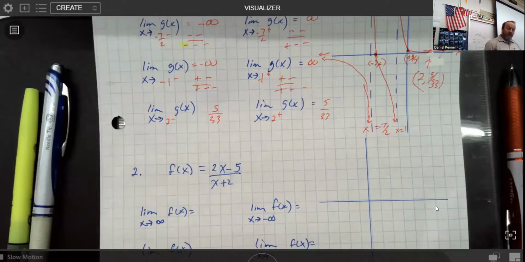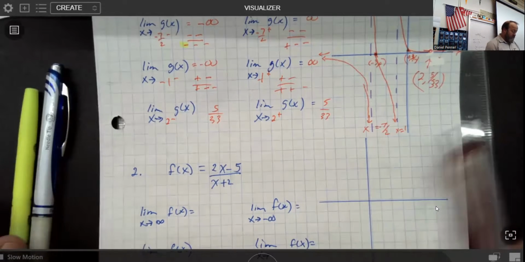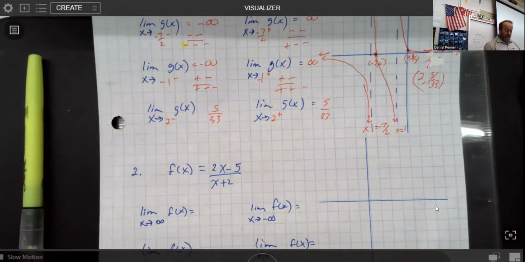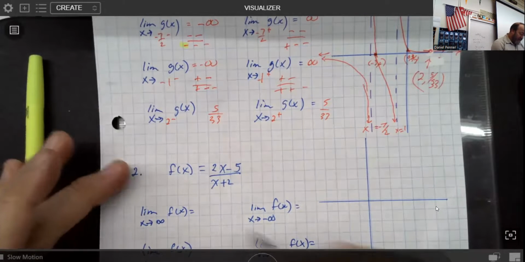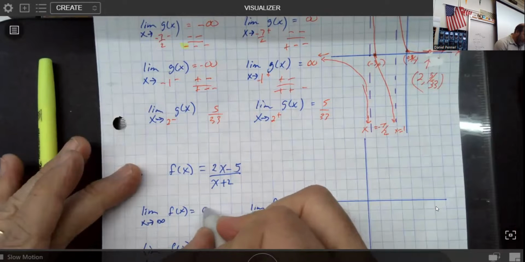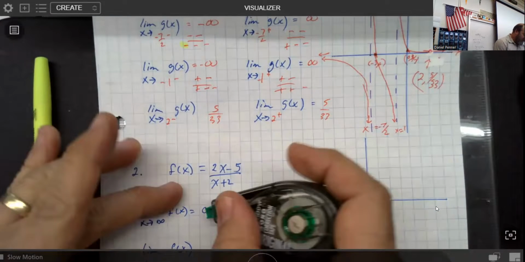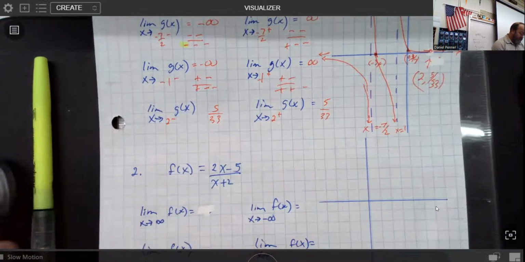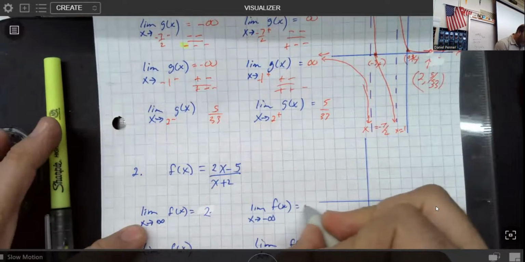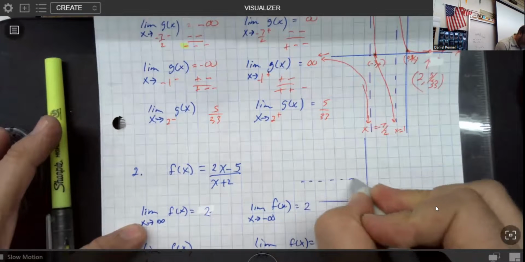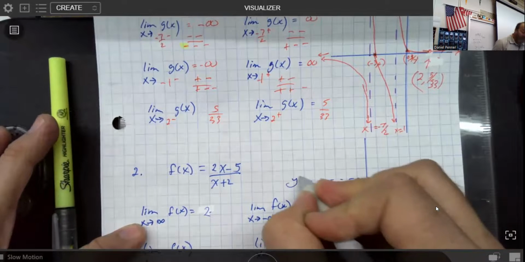Okay, so one more question on that. This is a much, much shorter question than the previous one. I would have to argue a much easier one. So I have a simple equation that is 2x minus 5 over x plus 2. Right off the bat, we know we have matching powers. And so anytime we have matching powers, we know it is simply going to go to a ratio of those leading coefficients. So this is going to have a horizontal asymptote at the number 2.